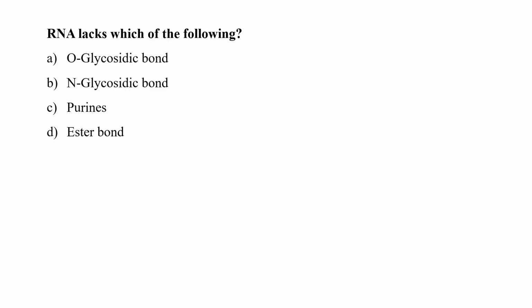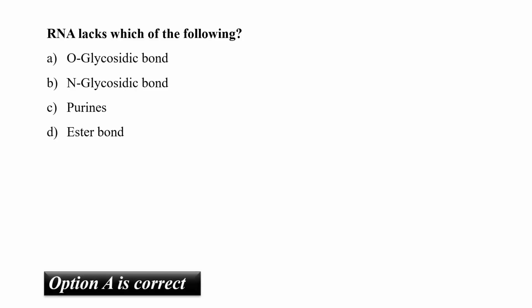RNA lacks which of the following? O-glycosidic bond, N-glycosidic bond, purines, or ester bond. In nucleic acid, the sugar is linked to the nitrogenous base, that is purine or pyrimidine, with their first carbon, or we also call it the anomeric carbon, with the help of an N-glycosidic bond. While at the other end of the sugar, it is connected with another sugar with the phosphodiester bond.